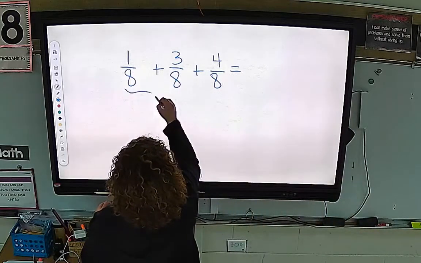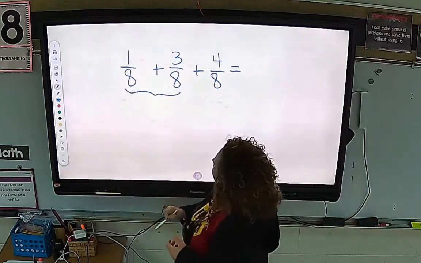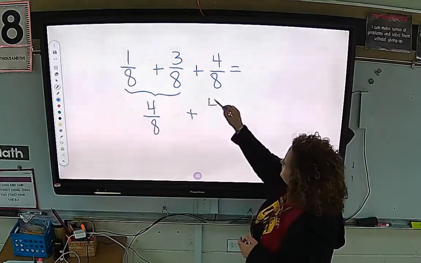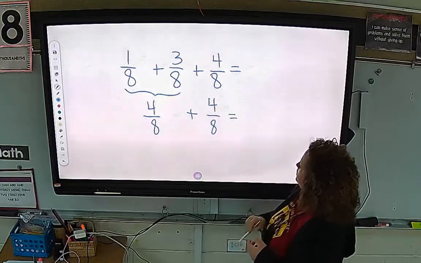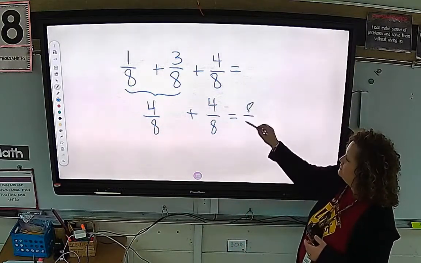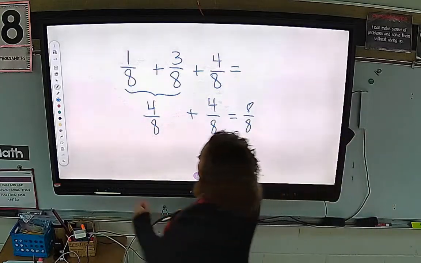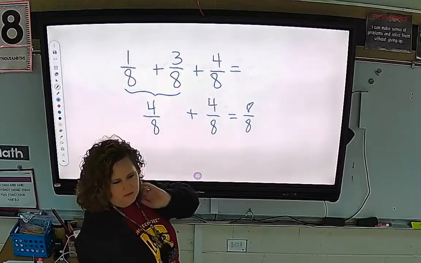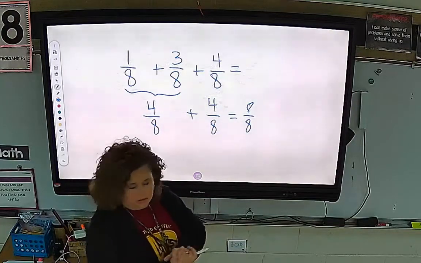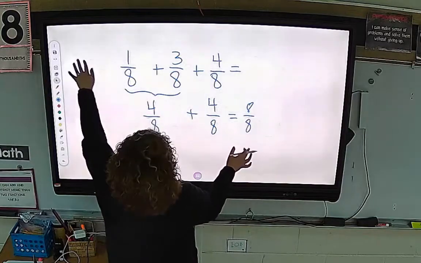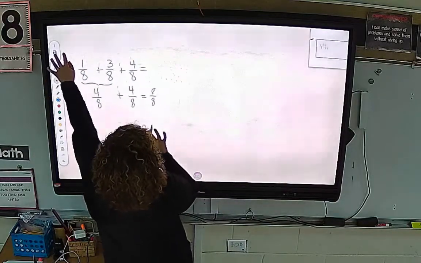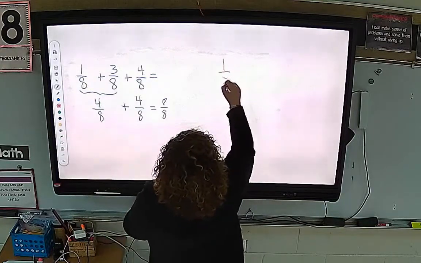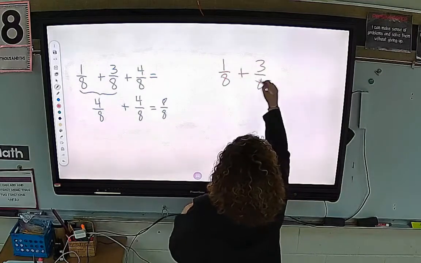Okay. Let's put this, that would be 4/8 plus 4/8 equals what? 8/8. Okay. All right, and so they considered that one way. Now this may make a bigger difference when we switch to subtraction. We're going to do both. I'll put that right there. Okay, and then another way was 1/8 plus 3/8 plus 4/8.